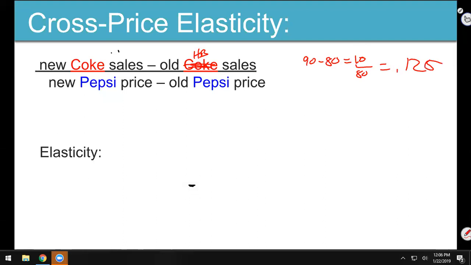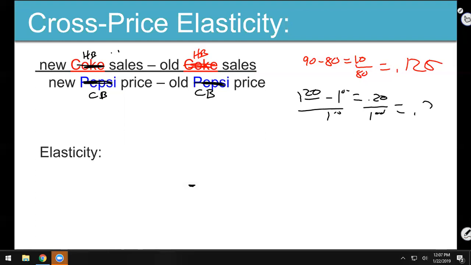That's what y'all got? Okay. The price of cinnamon buns: they raised their price to $1.20 where they used to be only $1, so the price went up by 20 cents. Compared to the dollar, their price went up 20%.